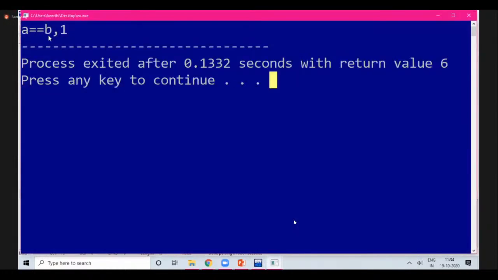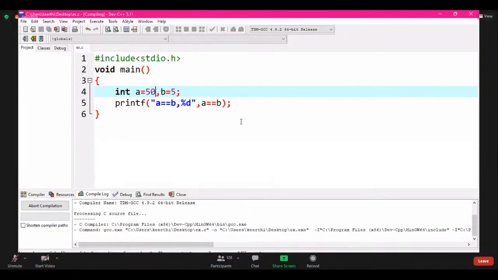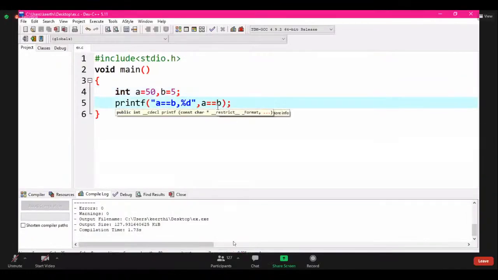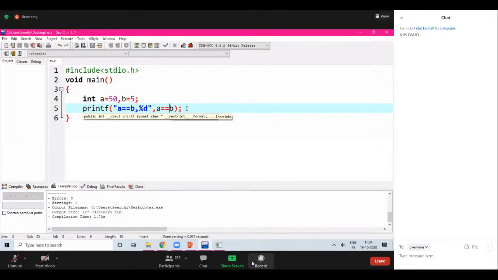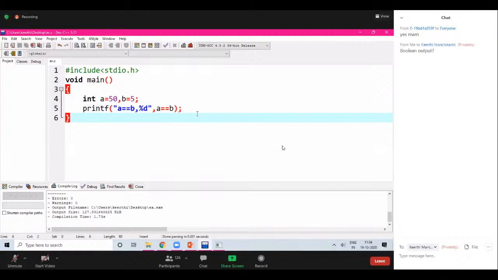Can you observe here? A is equal to B, because it's returning the value 1. Suppose if I write here 50, it will return the value 0. So if your equality relation satisfies the rule, then the return value of this expression is true, that is, it will return 1. If the equality relation of this expression is false, it will return 0. If you write such simple one-line examples, it looks better.